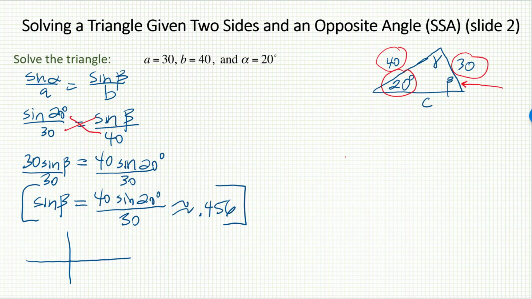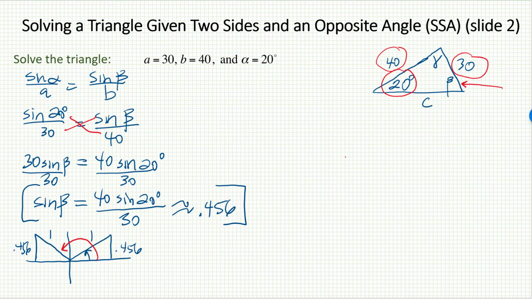Sine is positive in both the first quadrant as well as the second quadrant. There is a nice first quadrant angle here whose sine ratio is 0.456. If I really wanted to draw that out, I could write 0.456 over 1, opposite over hypotenuse. There is also a second quadrant angle that has the same sine ratio, 0.456 over 1. I need to write down both possibilities. Remember the SSA, I'm already expecting that I'm going to get two sets of answers here.